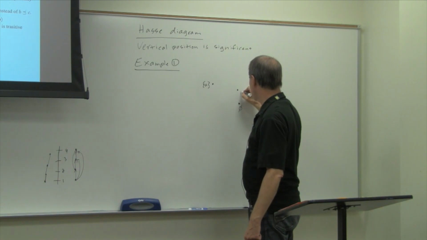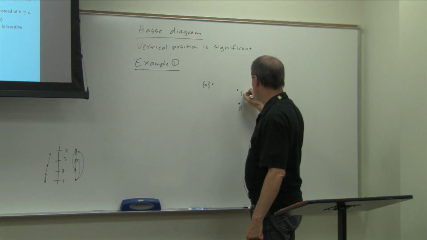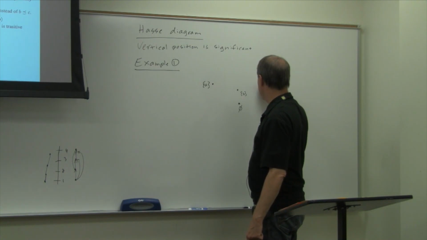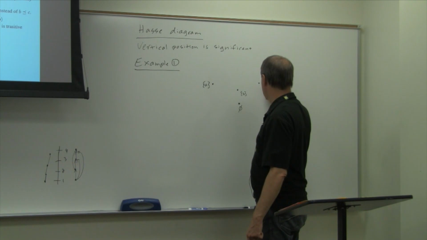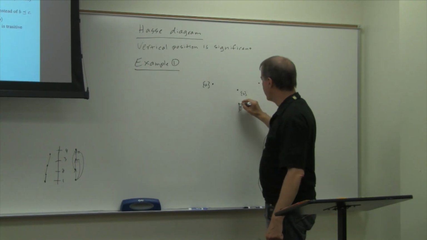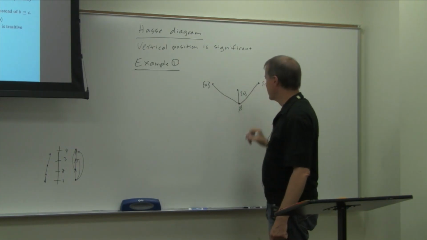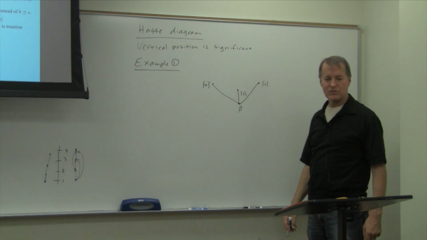And so this is going to be B, the set B, and then the set C is going to be up here like this. And there will be a line from here to here, and a line from here to here, and a line from here to here. Now, is everybody with me on that? So far, so good?